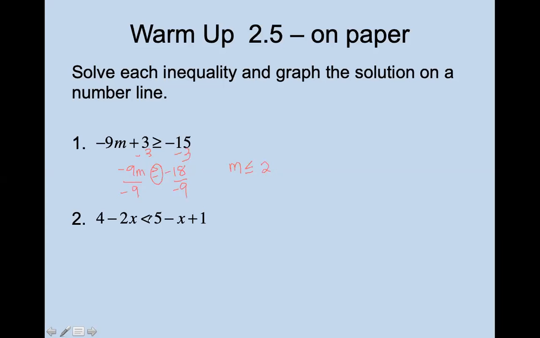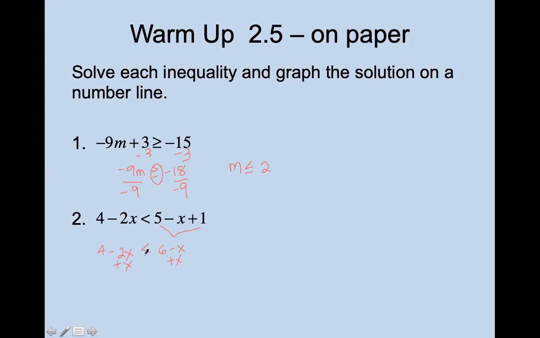All right, our next one, looks like we have some like terms we can combine on the right side first of all. So I'm going to rewrite the right side of this inequality as 6 minus x, because 5 plus 1 is 6. And on the left side, I have 4 minus 2x. So I'd like to get the like terms together. So I'm going to go ahead and add x to both sides.